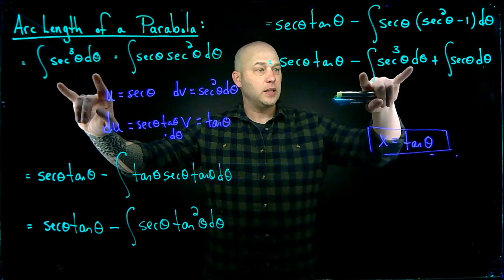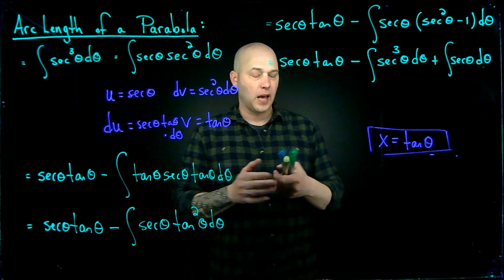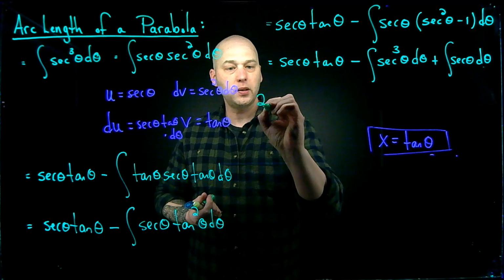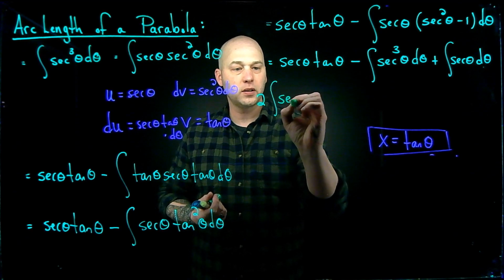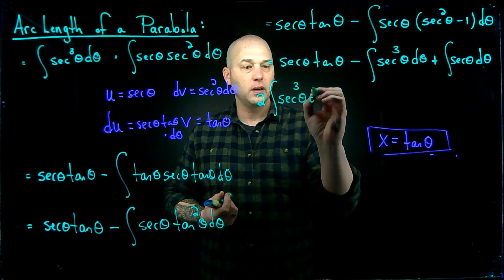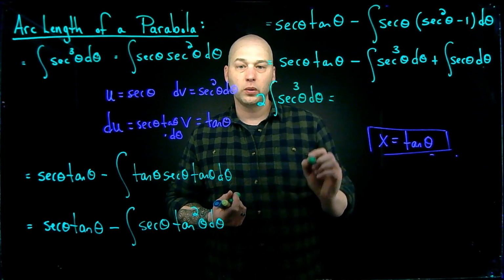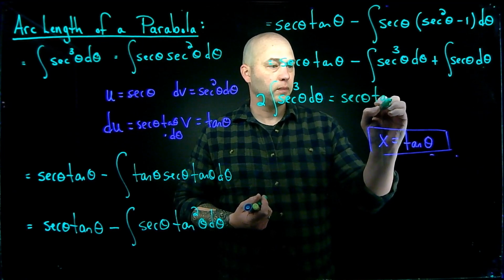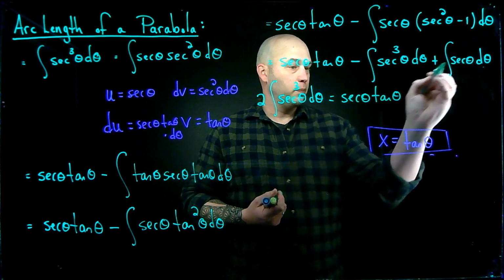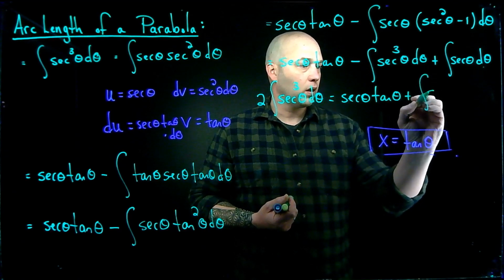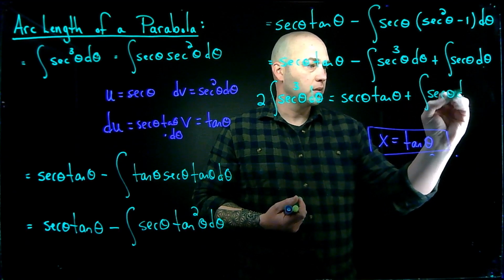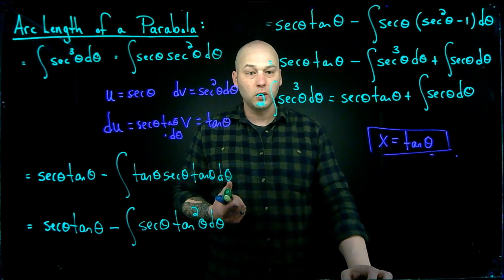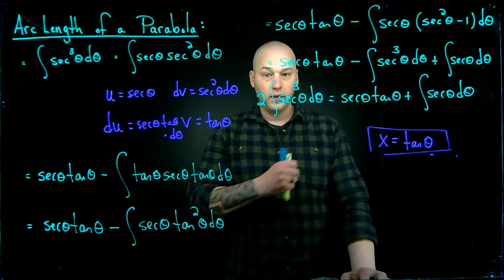And what I could do is take this term and just add it to the other side. And that would give me, so let's summarize here. I've got twice the integral of secant cubed theta d theta is equal to secant of theta, tangent of theta, and then this would be plus the integral of secant of theta d theta. Okay. So we're very close. All we need to be able to do is then just find the integral of secant of theta.